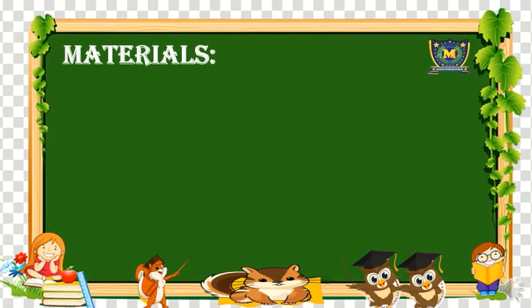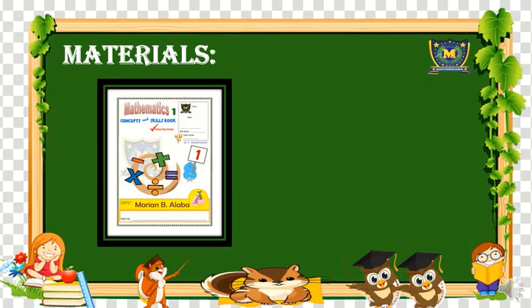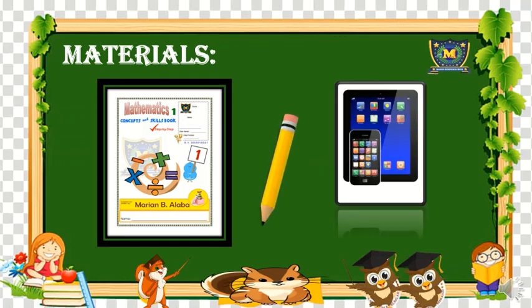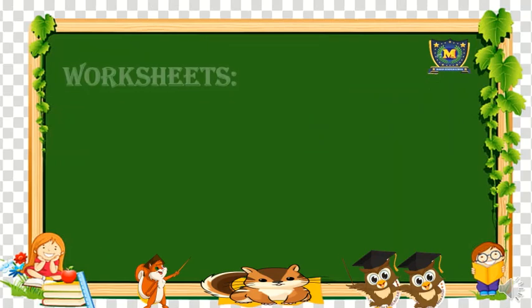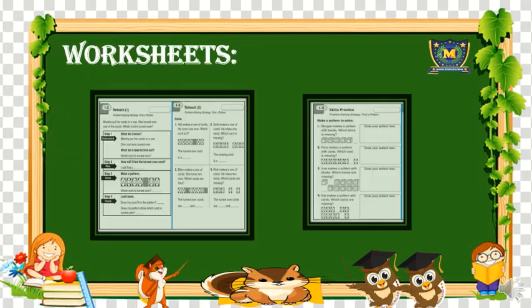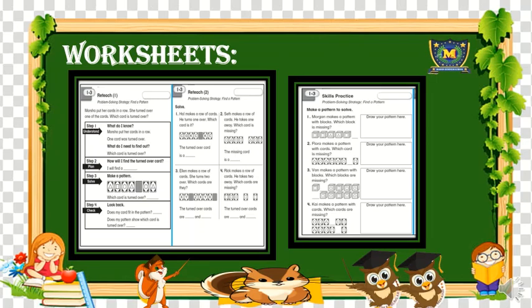Materials. So these are the materials you need for this lesson. First, you need your Mathematics Concepts and Skills Book Set 1. Then you need a pencil and either a tablet or a cell phone. Worksheets. So take note of these pages of your workbook because you are going to answer this page after this lesson.